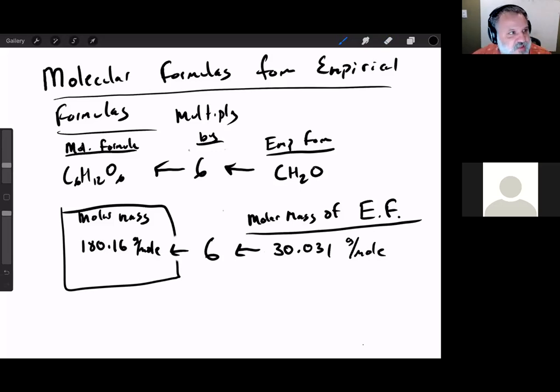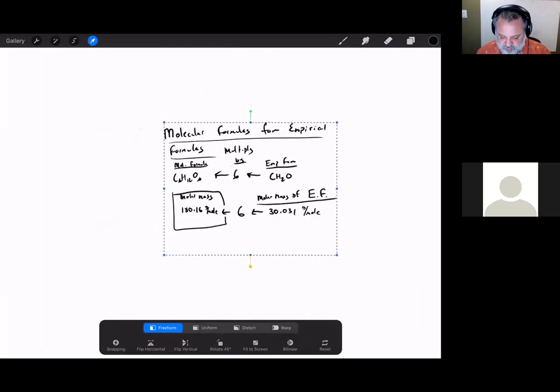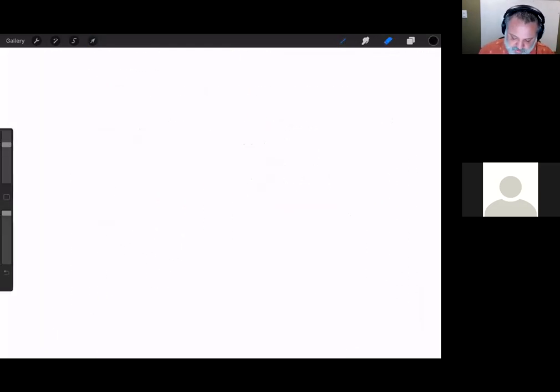And so that's the only extra bit that we're adding to this. We're going to take the same empirical formula question and add the question, what's the molecular formula? And I'm going to give you the molar mass of the molecular formula. So I'm going to give you an extra piece of information that allows you to do that. So let's do one example like that.